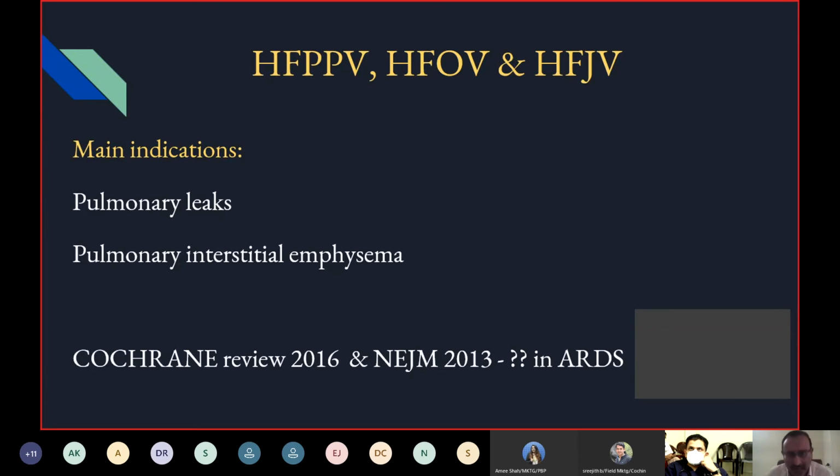Now, coming on to high frequency ventilation, the main three high frequency modes were high frequency positive pressure ventilation, high frequency oscillatory ventilation, and high frequency jet ventilation. The basic principle is very small tidal volumes and a very high rate. The rate is around 80 to around 200, depending on which ventilator you're using. Respiratory rate and tidal volume will give you the minute ventilation, so that is how, by the rate, they were achieving the minute ventilation.